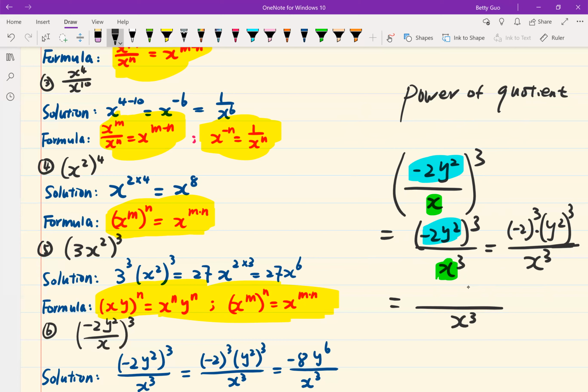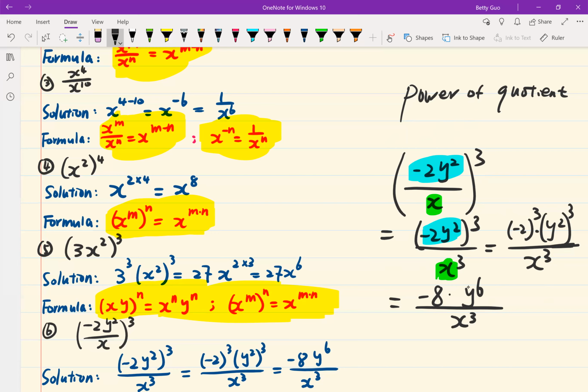Cube of negative 2: negative 2 times negative 2 times negative 2 is negative 8, right? y squared and then to the power of 3, by the power rule we multiply the two exponents, 2 times 3, 6. That is y to the power of 6. That's the final answer for number 6.